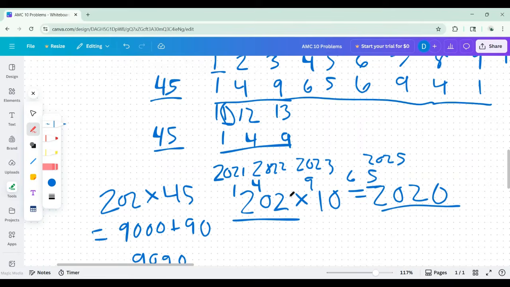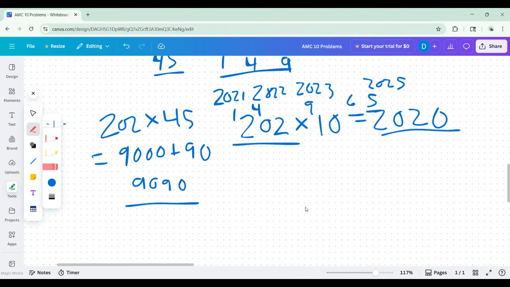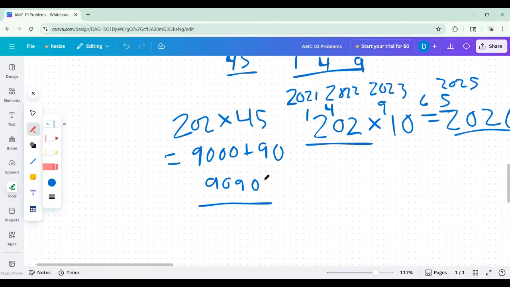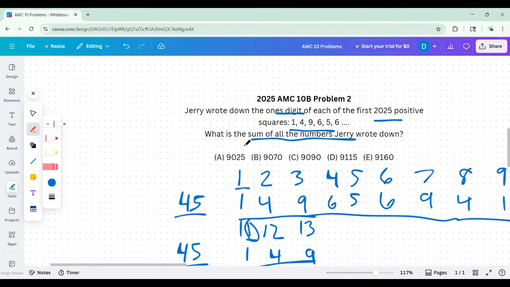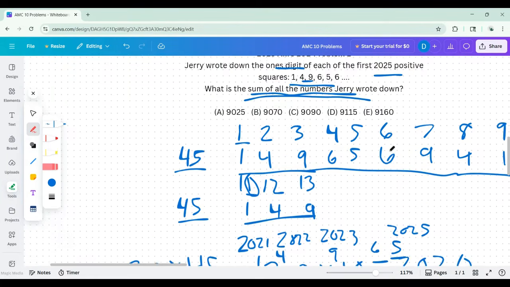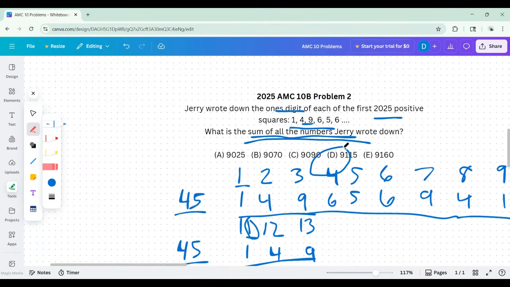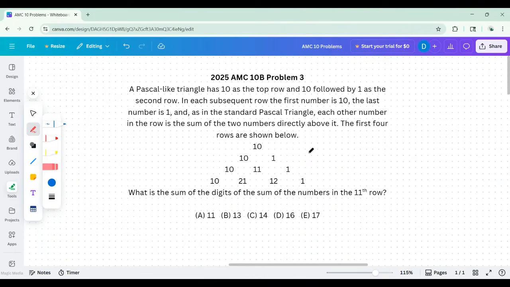And then we have to add this on to the sum of the batches we found earlier. The sum of 1, 4, 9, 6, and 5 is 25. And we find that the sum of the units digits for all these numbers is 9115, or D. Answer choice D. We're going to move on to problem 3.